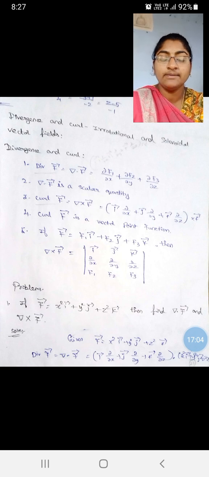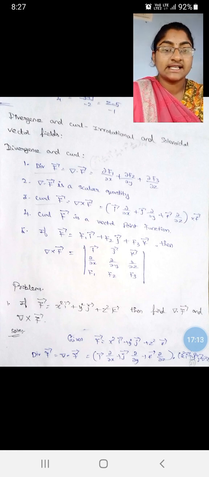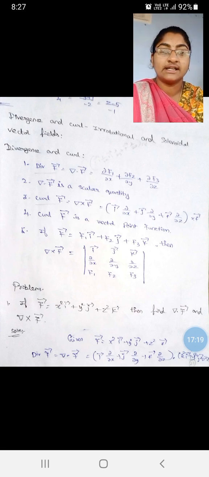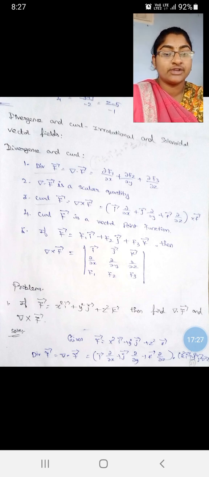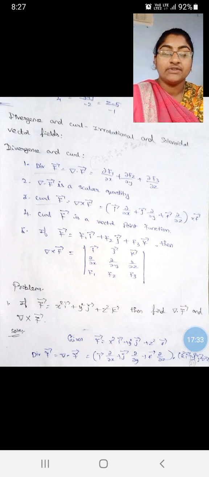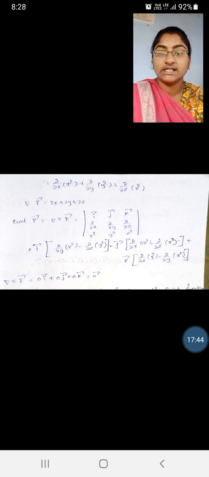Here is the first problem given. If f vector is equal to x square i vector plus y square j vector plus z square k vector. In this, x square, y square and z square denote f1, f2, f3. We have to find the divergence and curl, that is del dot f vector and del cross f vector. So, first of all, write the given value of f vector. First, we have to find the divergence, that is del dot f vector. We know the value for del and also the f vector given in the question. Multiplying both, we get tau by tau x into x square plus tau by tau y into y square plus tau by tau z into z square.